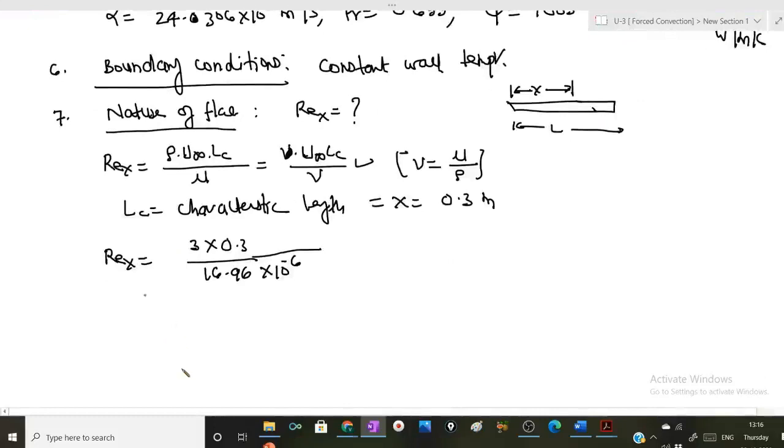So the value of Rex, I could calculate this value as 53096.23. I can also write it as 5.3096 into 10 to power 4. Can someone suggest me what will be the nature of flow?